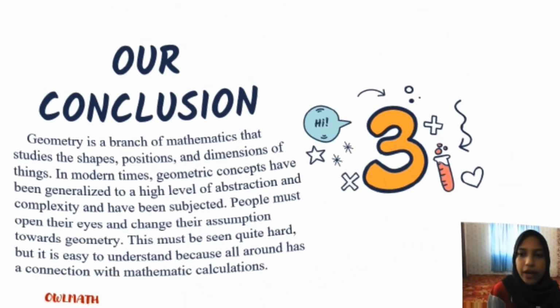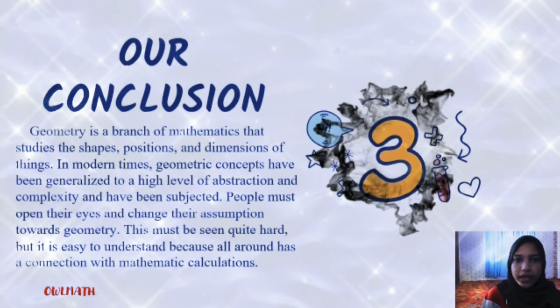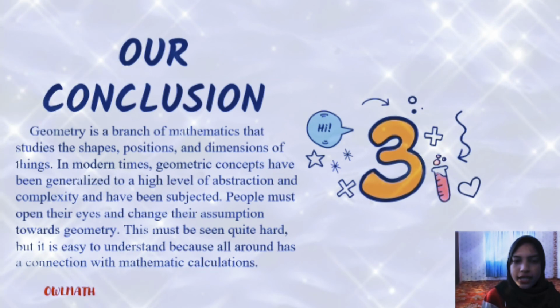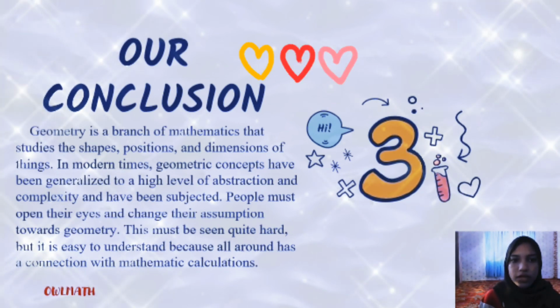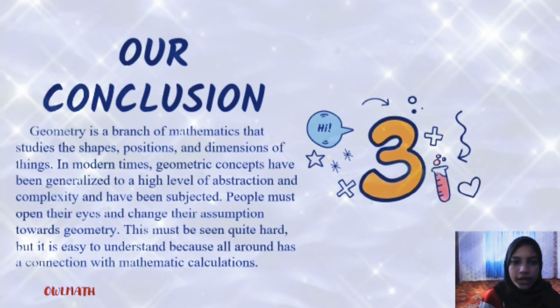This is our conclusion. Geometry is a branch of mathematics that studies the shapes, positions, and dimensions of things. In modern times, geometric concepts have been generalized to a high level of abstraction and complexity. People must open their eyes and change their assumptions toward geometry. It may seem quite hard, but it is easy to understand because everything around us has a connection with mathematical calculation.